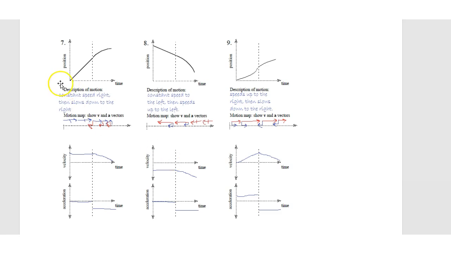Alright, the last bit. So, description of the motion. This is a straight line, and it's positive sloped, so that means I'm moving at a constant speed to the right. Now, my slope starts to level out a little bit, so that means that I'm slowing down, and it's still positive, so that means I'm slowing down to the right. To show that in a motion map, I'm going to draw a couple arrows to the right that are the same size to represent the constant speed portion. Then my arrows have to get smaller to show where I'm slowing down. When we slow down, our acceleration vectors go in the opposite direction. So here I've drawn 3 arrows in the opposite direction, indicating that I'm slowing down.